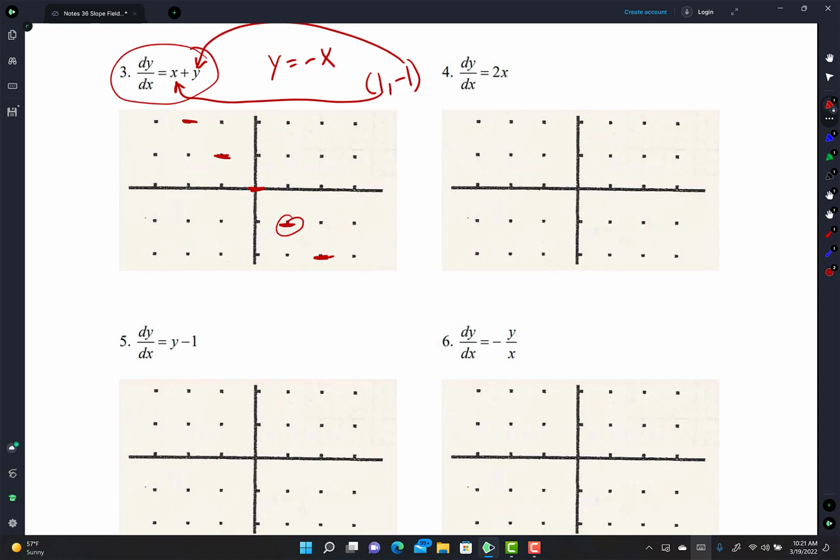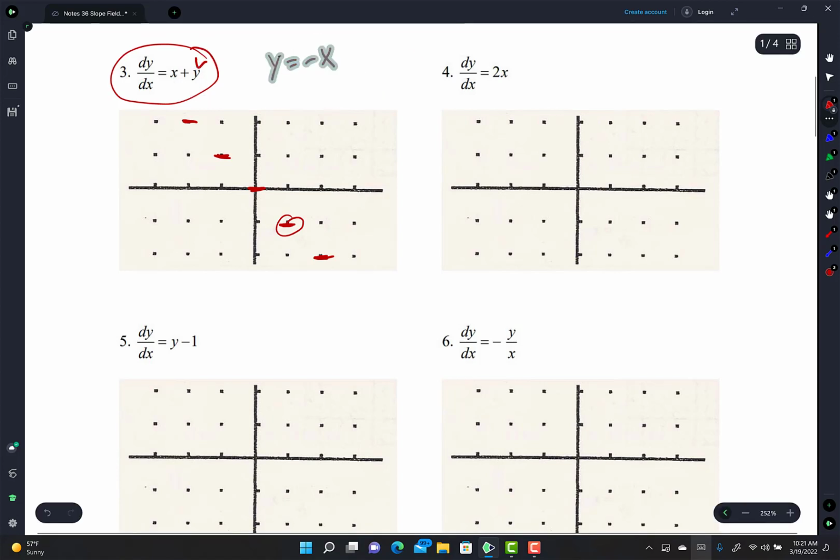And then what I would do next, I think I would have one variable constant while one moves. Does that make sense? So I think I would do either the x-axis or the y-axis. Let's do the y-axis. I'm at 0, 1, so that means the slope has to be 1. I'm at 0, 2, so that means my slope has to be 2. And then right here at 0, -1, my slope has to be -1. 0, -2, my slope has to be -2. Does that make sense?